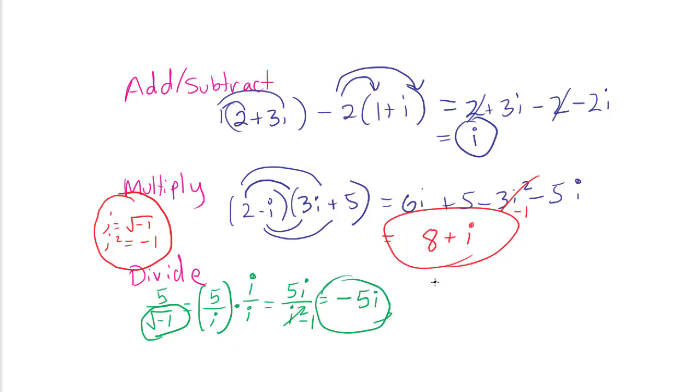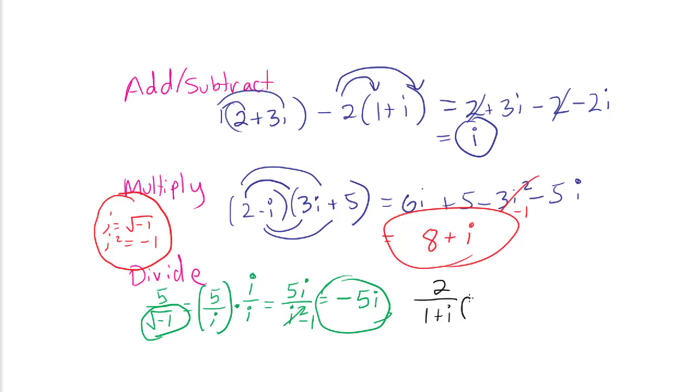But what if I were presented with something like 2 over 1 plus i? I can't simply multiply by i because my i is going to multiply by that 1 in the denominator, and I'm still going to have an i in the denominator term, which means I still have a radical and I haven't rationalized this. So what can I do?